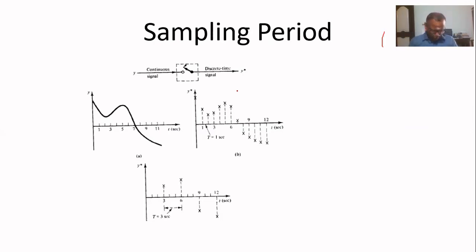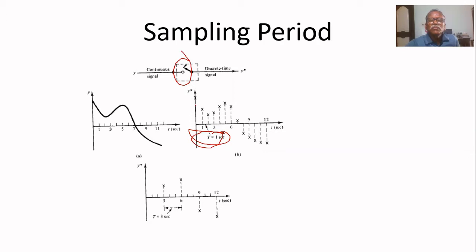First let us see the sampling period. Sampling period is very, very important. Here we are sampling the signal at the rate of 1 sample per second. So the sampler in the ADC is there. It samples at the rate of 1 second.